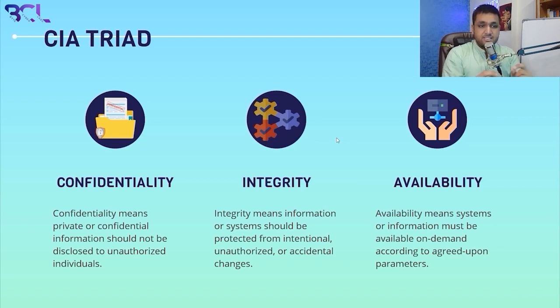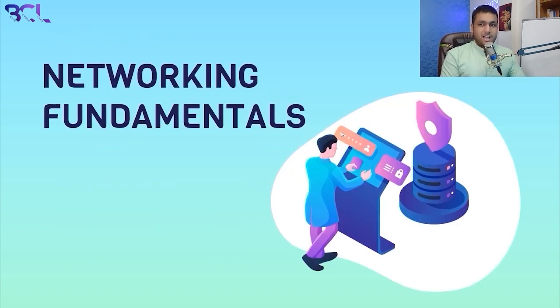Availability means systems or information must be available on demand according to agreed upon parameters. That means there should be backups, there should be restore points for whatever data that you want to access. So these three principles should always be considered whenever we are working with security implementations. This is the basic of the CIA triad, and this is important if you're working as an analyst or as a security researcher or contributor, then you should know about this. Now let's begin our curriculum with networking fundamentals.